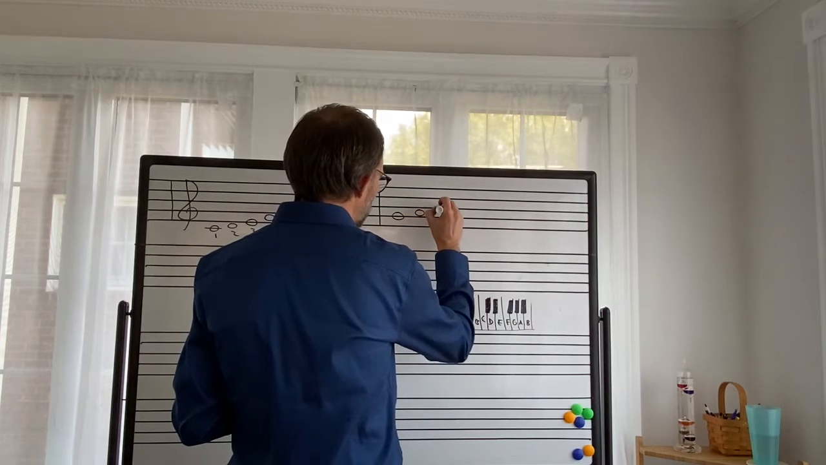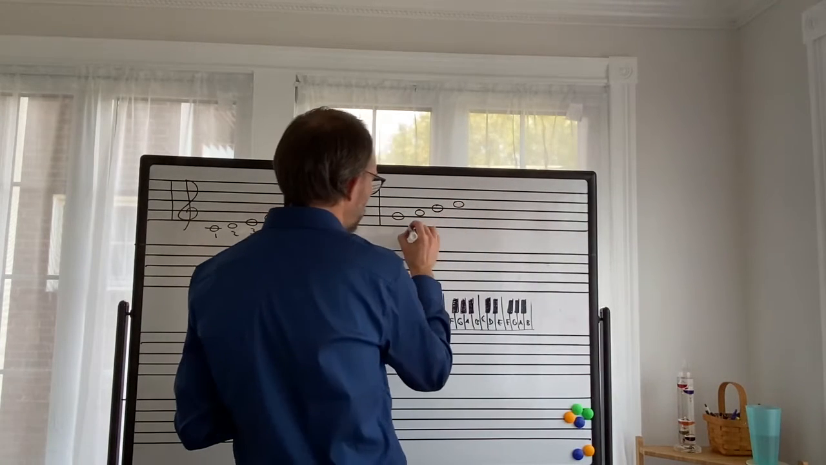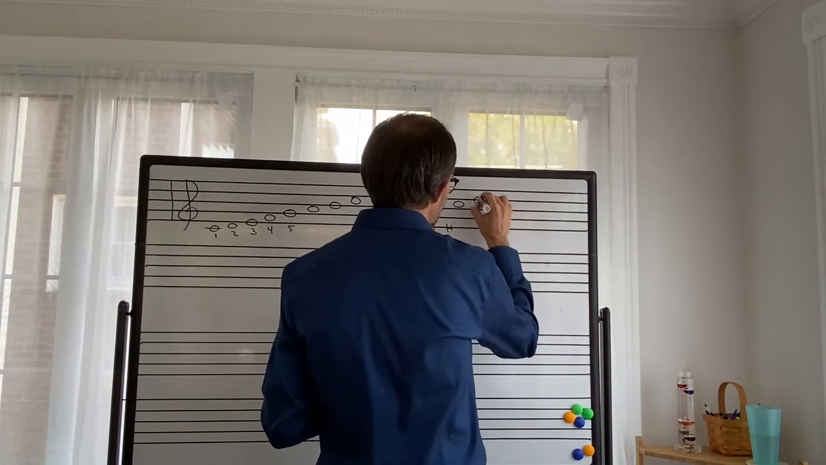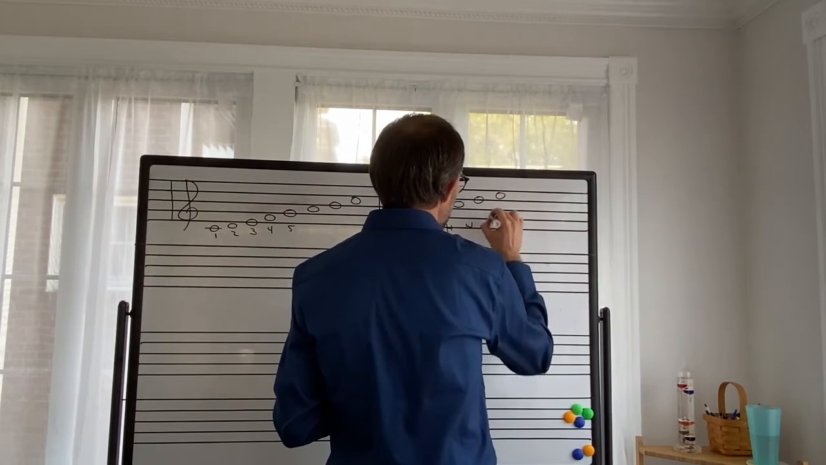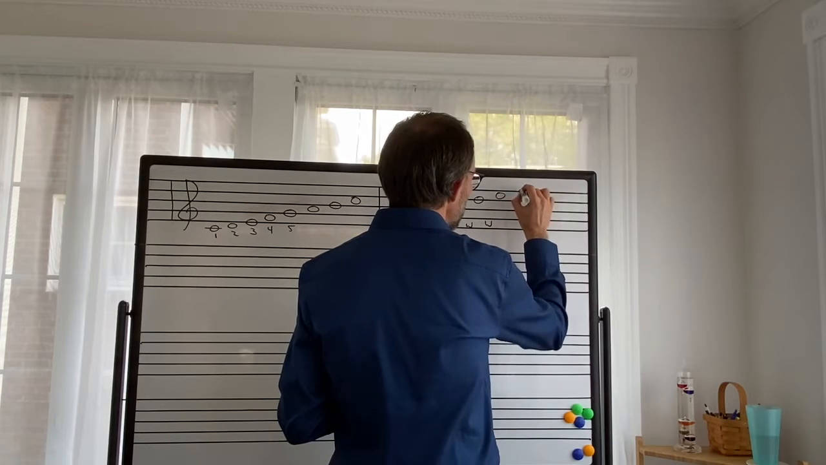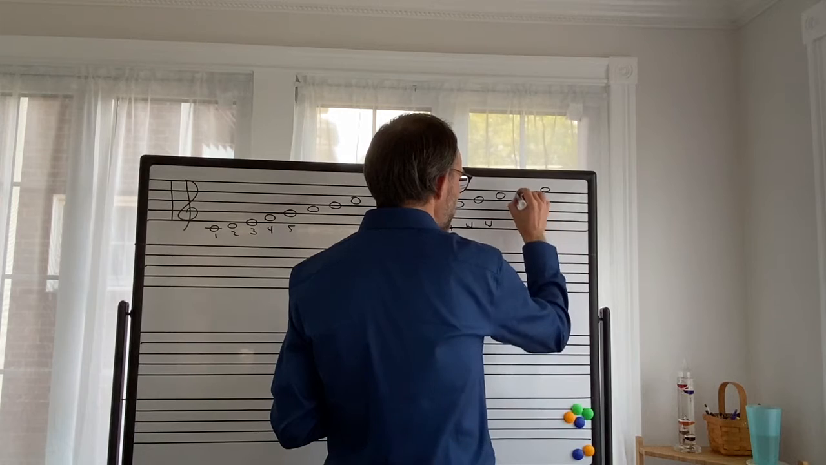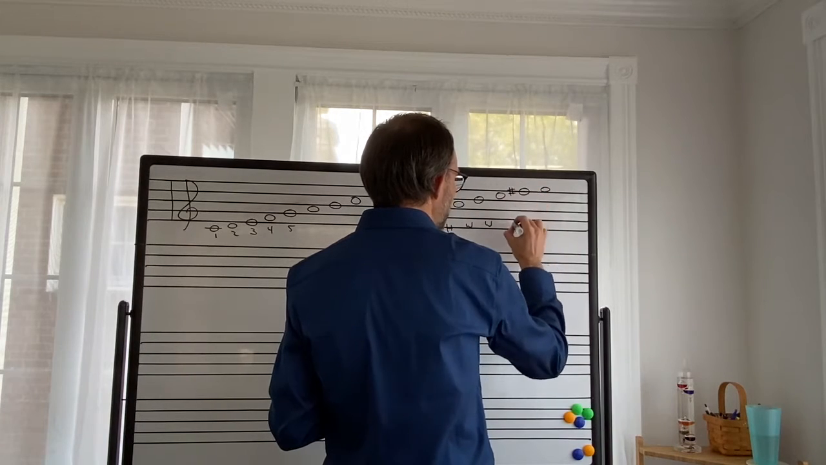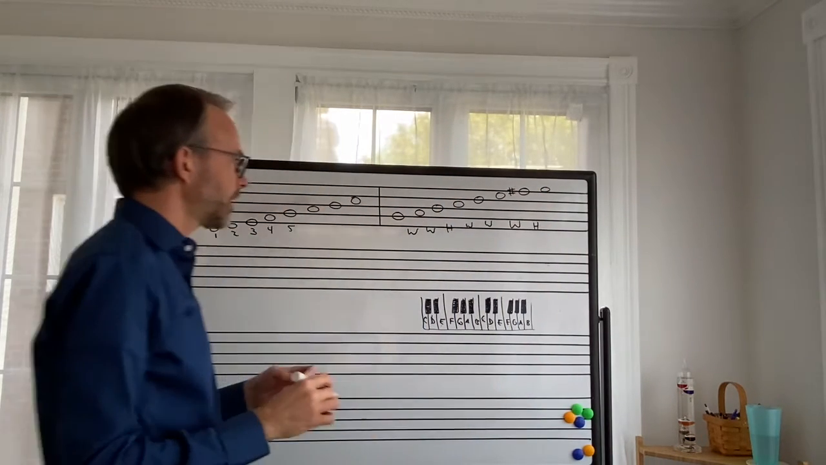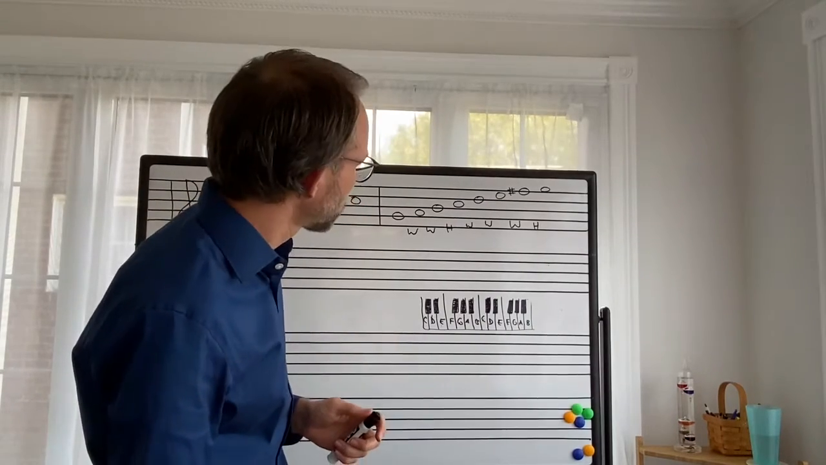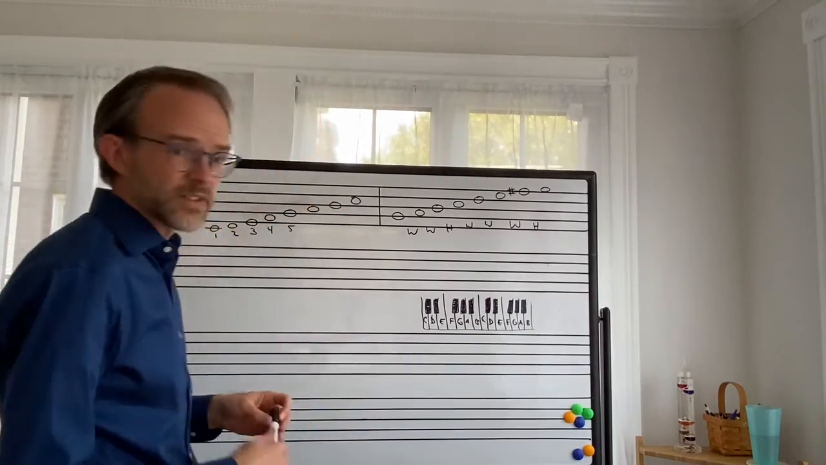Now we can construct it in that same way: whole, whole, half, whole, whole, whole. We need a whole step, but we have a half, so that means we're going to need F sharp right there. Whole, whole, half, whole, whole, whole, half. We call this the key of G.